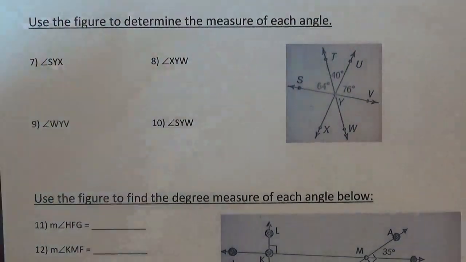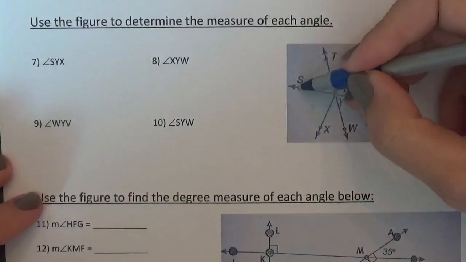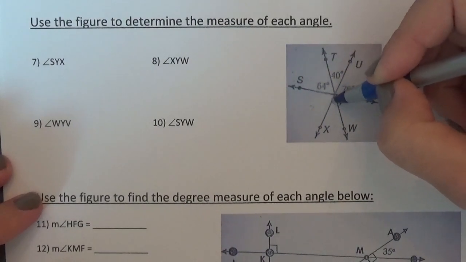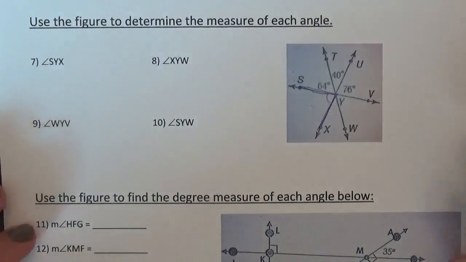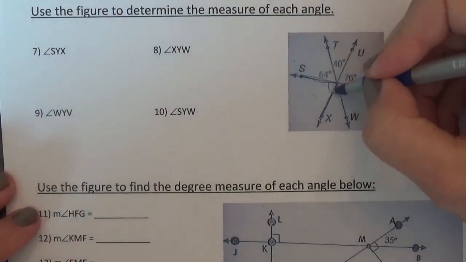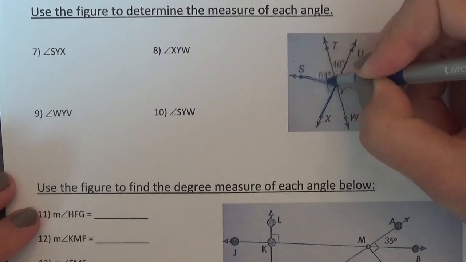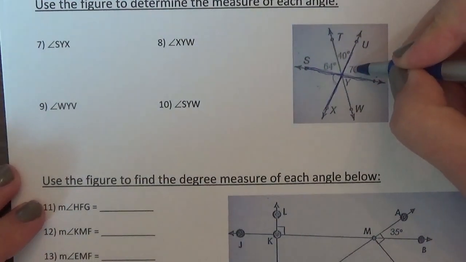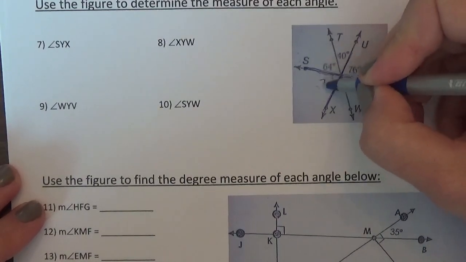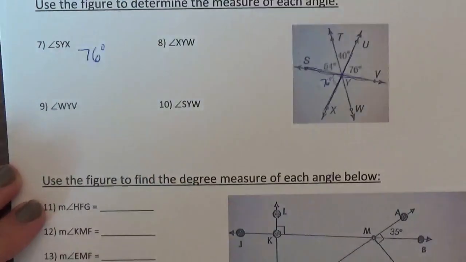All right, it says use the figure to determine the measure of each angle. So angle SYX, if you trace from S to Y to X, this is the angle they're talking about, okay? I'm going to trace kind of farther. So notice these are two intersecting lines, so we can use vertical angles. If this angle over here is 76, then this one needs to be 76 also. So angle SYX is 76 degrees.